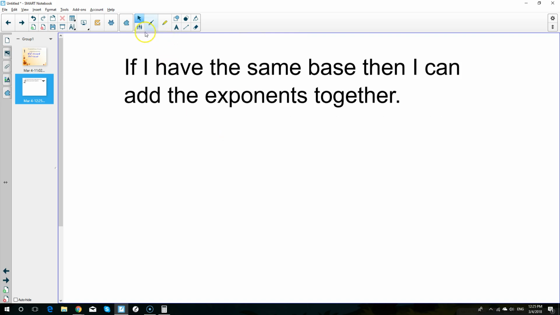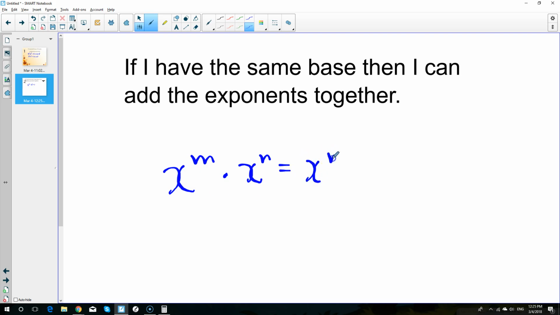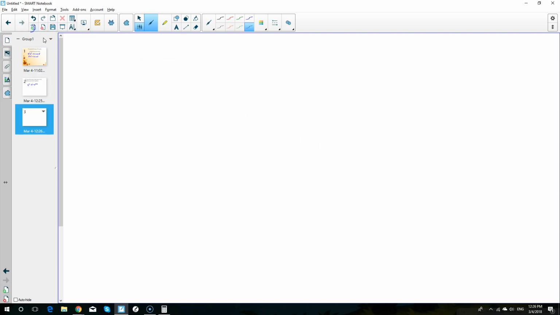And of course, we're in algebra, so most of this will be in variable form. Let's say I have x to the power of m, and I'm going to multiply that by x to the power of n. Then my result is going to be x to the power of m plus n. That's the definition of this. If you have the same base, then you can multiply them together and add the exponents. Let's try some examples.